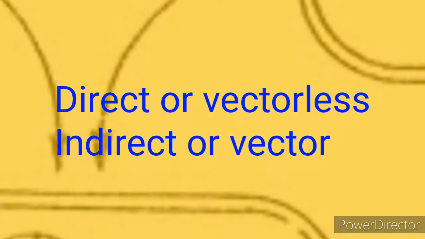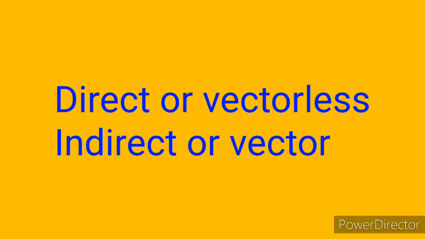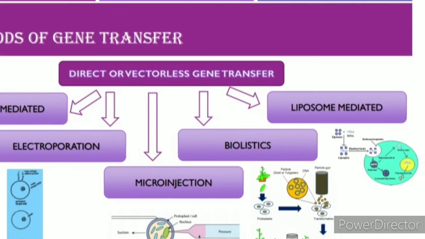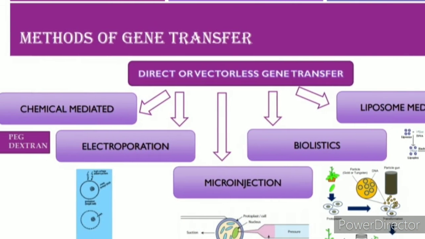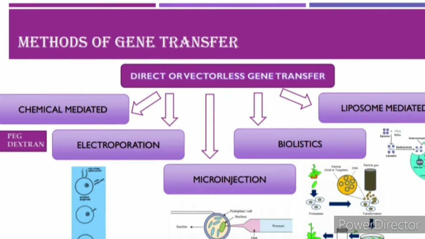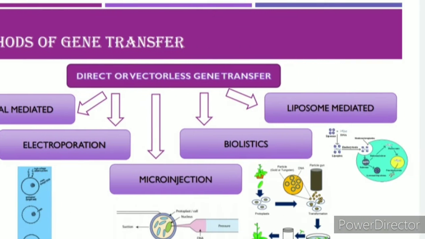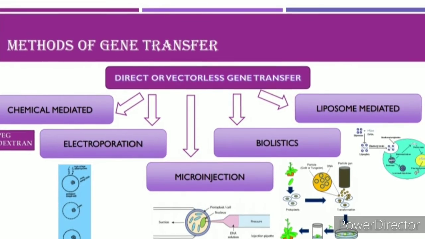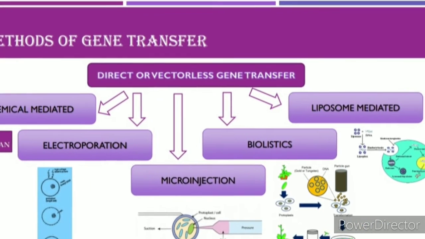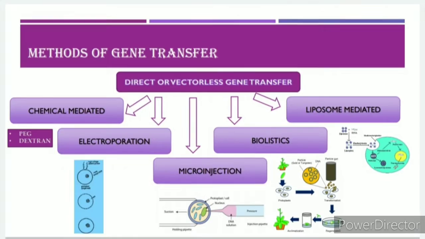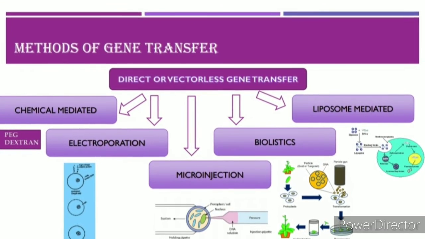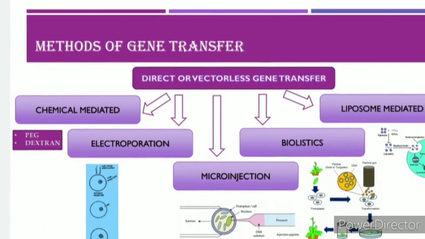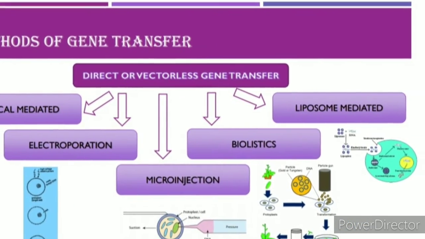It includes direct or vectorless gene transfer. Another one is indirect or vector mediated gene transfer. In the direct gene transfer methods, the foreign gene of interest is delivered into a host plant without the help of a vector. Some of the common methods of direct gene transfer in plants are chemical mediated gene transfer, microinjection, electroporation methods of gene transfer, liposome mediated method of gene transfer, biolistics or gene gun method.